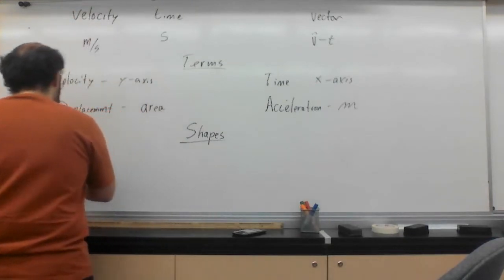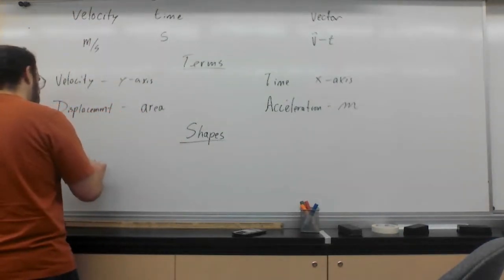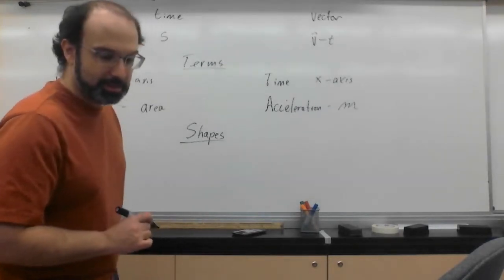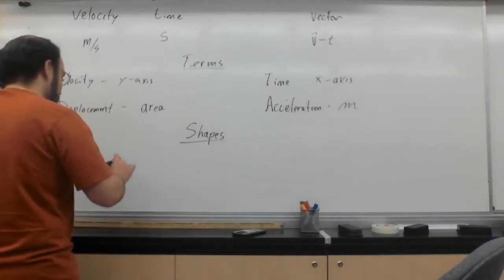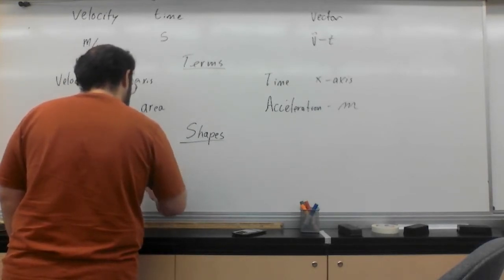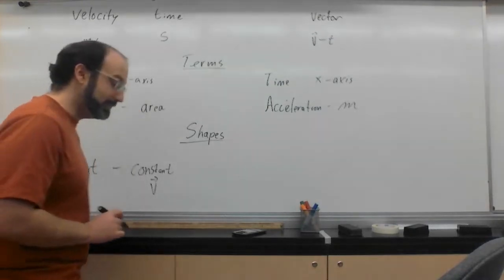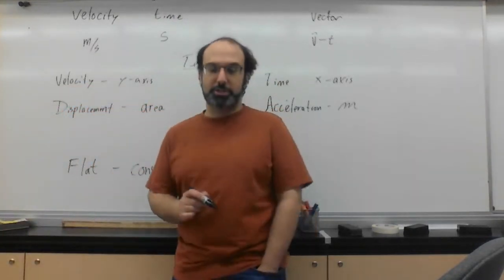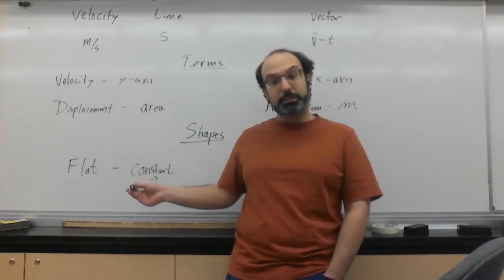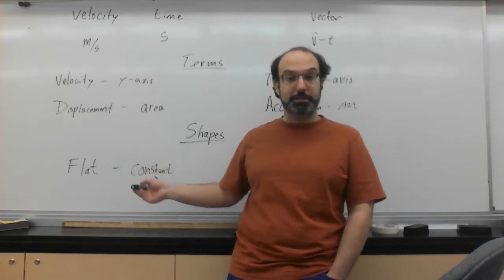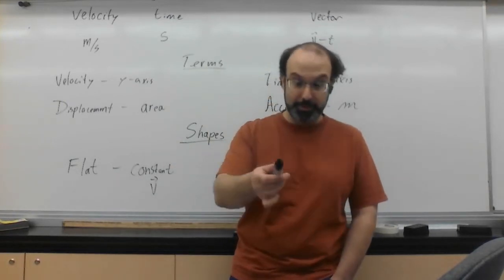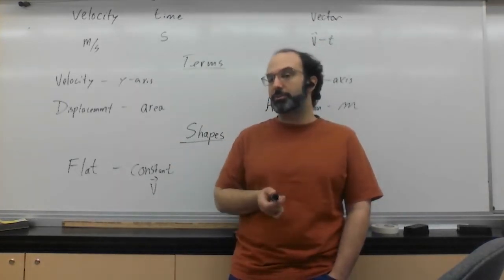So the first one, of course, as we've seen before, is a flat line. A flat or a dead line, as my former students have once mentioned, means that you've got a constant velocity. Now this is different from a position time graph. In a position time graph or a distance time graph, a flat line did not mean constant. In a position time graph, a flat line meant not moving. So this is the big difference.